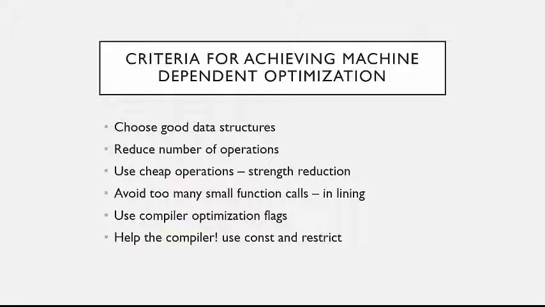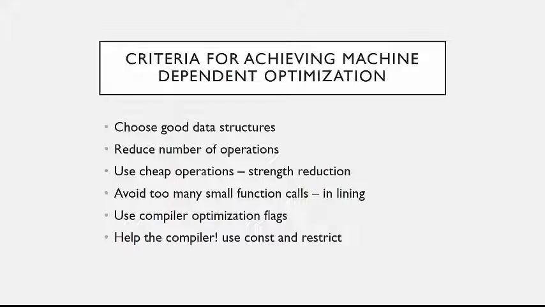Next, what is the criteria for achieving machine dependent optimization? Well, one is to choose good data structures. A good data structure is used for optimizing the code. Next, reduce the number of operations. Use cheap operations like strength reduction.